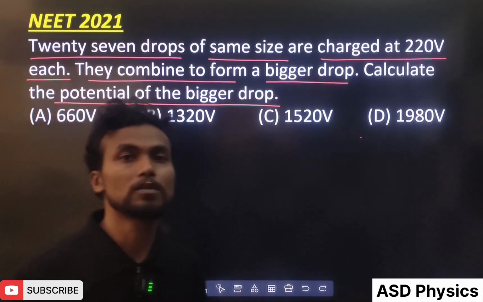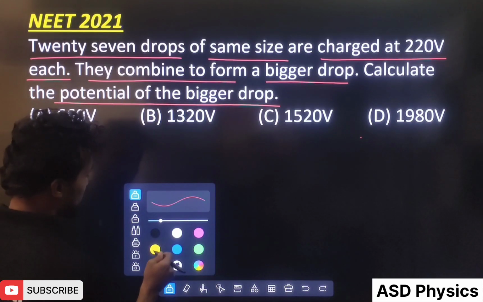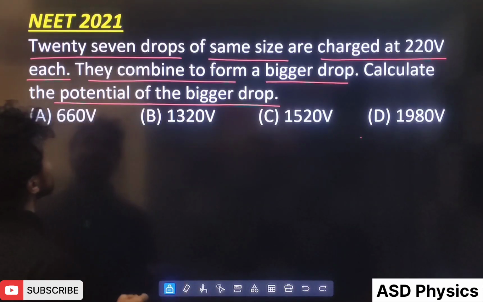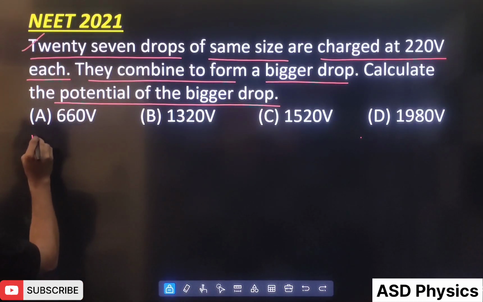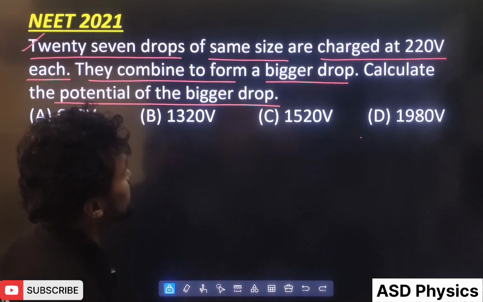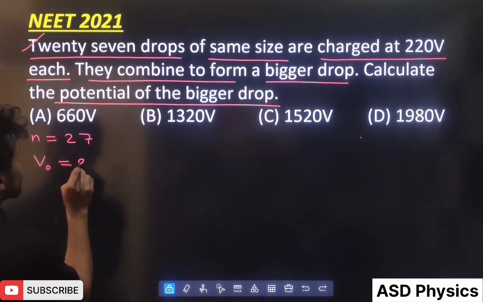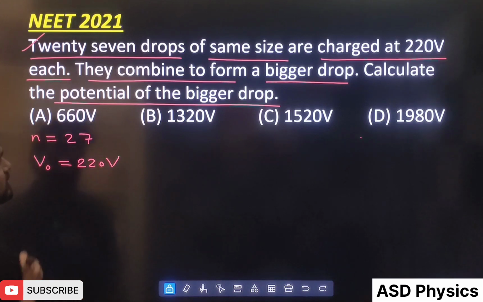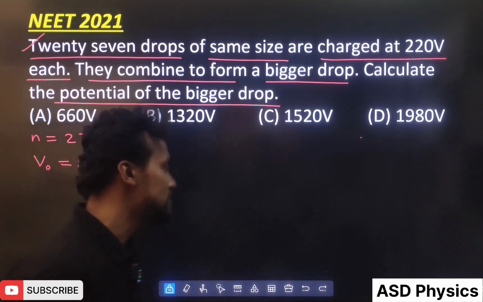This kind of question is very common in board exams, and even in competitive exams like NEET and JEE. So what we'll do here? First we'll note down the data. How many drops are there? 27 drops are there. So let me write here, the given number of drops is 27. And each and every smaller drop has V0, how much voltage? 220 volt is there. Each drop has the same potential and the same size also.